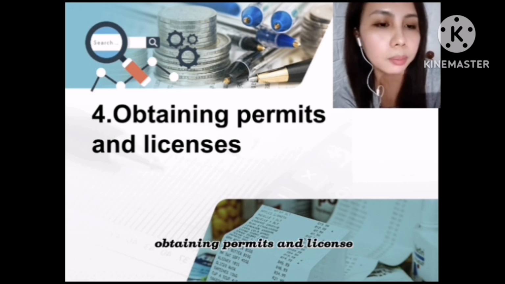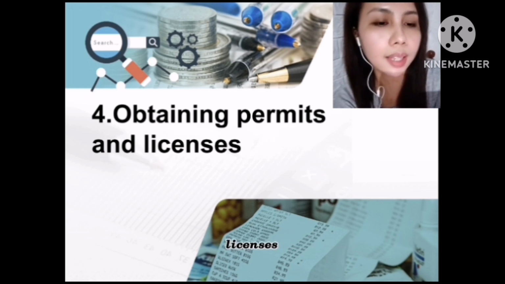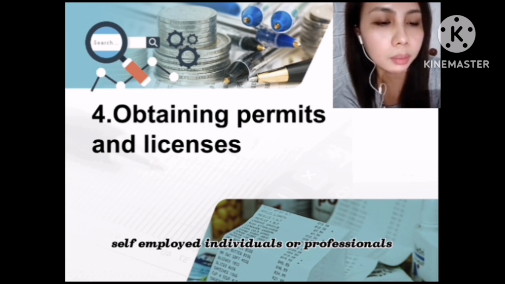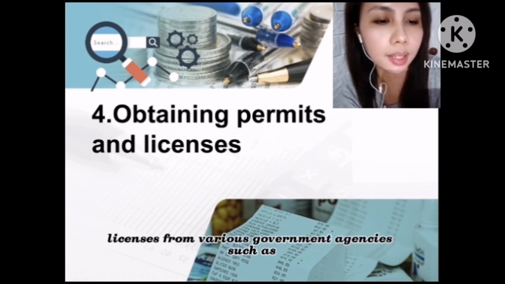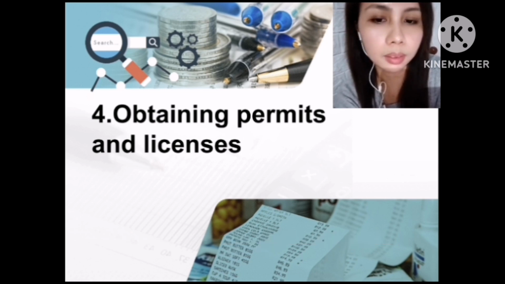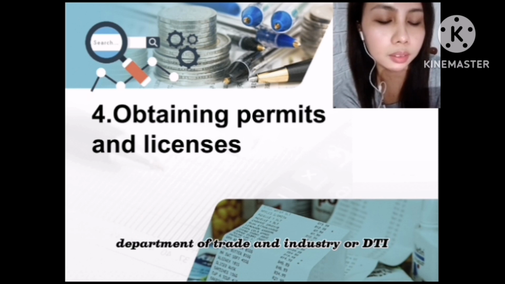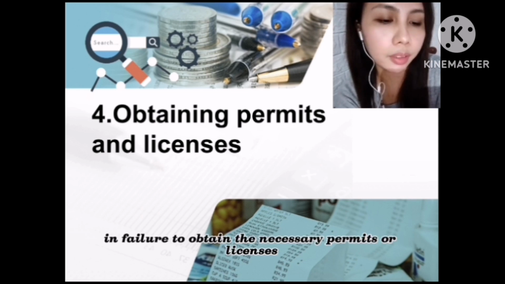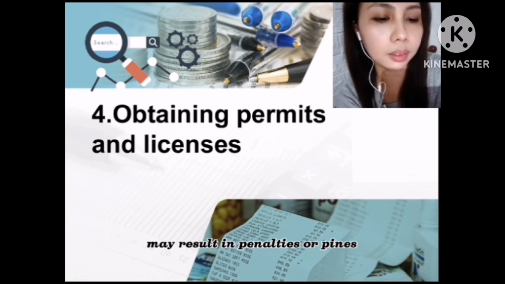And the fourth one is obtaining permits and licenses. Depending on the nature of the business or profession, self-employed individuals or professionals may be required to obtain permits or licenses from various government agencies such as the Department of Trade and Industry or DTI or the Professional Regulation Commission or PRC, and failure to obtain the necessary permits or licenses may result in penalties or fines.